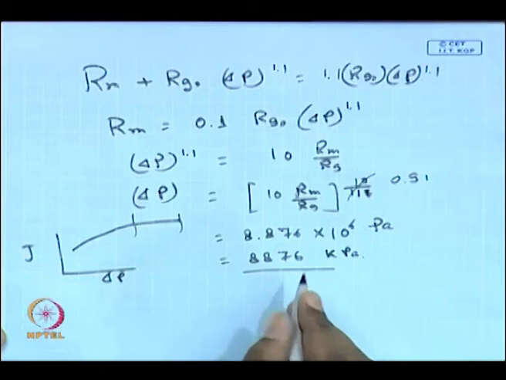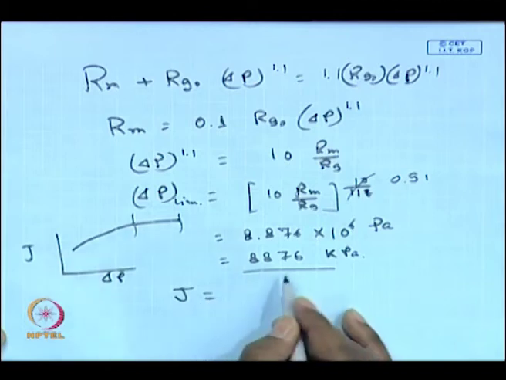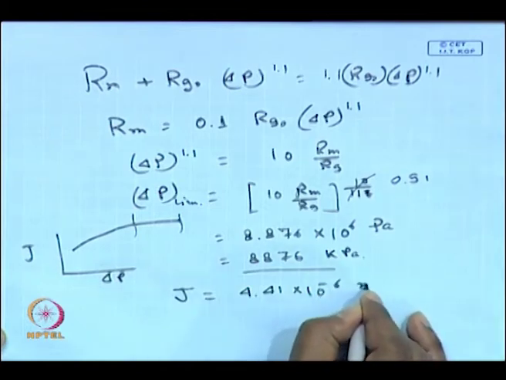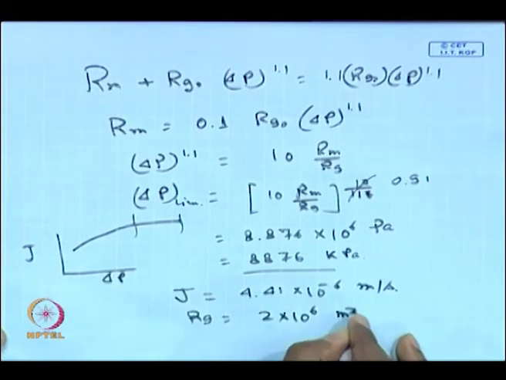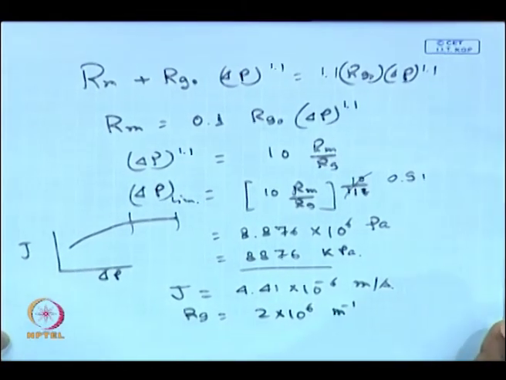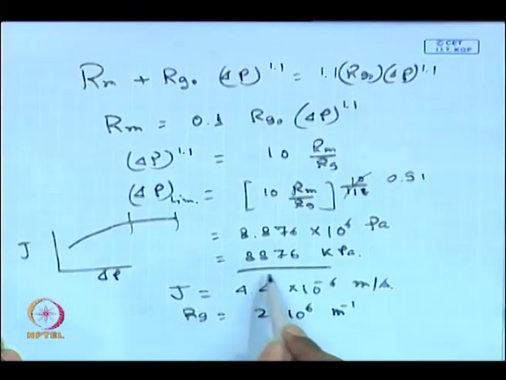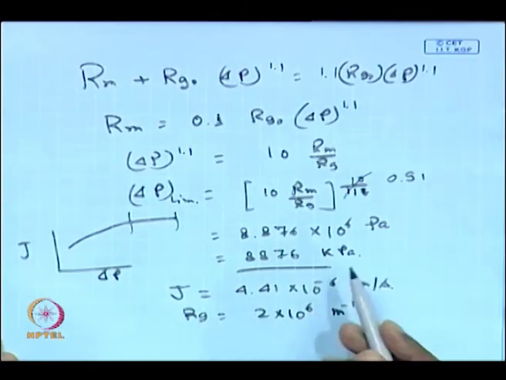At that limiting pressure, if you put in the value of this pressure, the permeate flux turns out to be 4.41 into 10 to the power minus 6 meter per second, and R_g turns out to be 2 into 10 to the power 16 meter inverse. Naturally, one can ask why I should do this exercise, because that high delta p is difficult to realize in experimental conditions. An operating pressure of around 90 atmosphere would be extremely difficult, and there is every possibility of having an accident. So, why should I do this calculation?